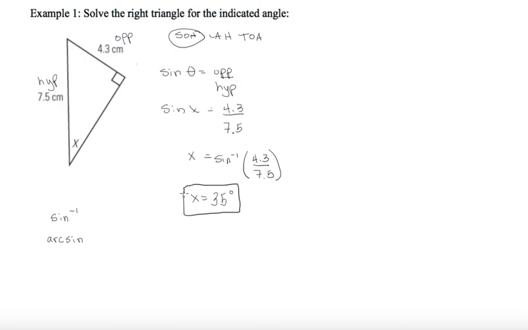If you have a calculator that doesn't give you that open bracket, you're going to have to say 4.3 divided by 7.5 equals, and then take the sine inverse of that. Make sure you're taking the sine inverse of the answer, because if you just put 4.3 divided by 7.5 sine inverse, it's going to take the sine inverse of 7.5, and it's actually going to freak out a little bit and tell you you can't do that. So that's how we do that example 1.